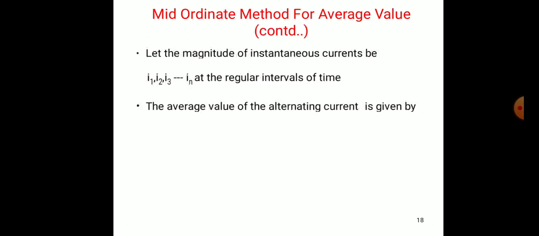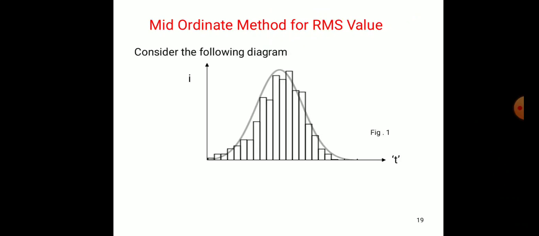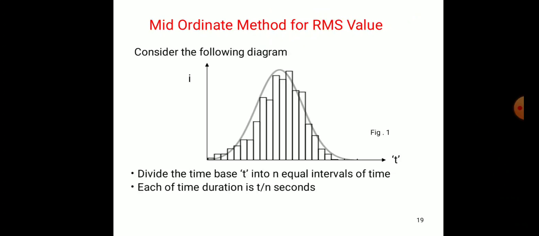So let the magnitudes of the instantaneous currents be I1, I2, I3, and so on, at regular intervals of time. The average value of the alternating current is the sum of the instantaneous values divided by the number of values. For calculating the RMS value, here also we divide the time base T into n equal intervals of time. Each of the time duration is T by n seconds.